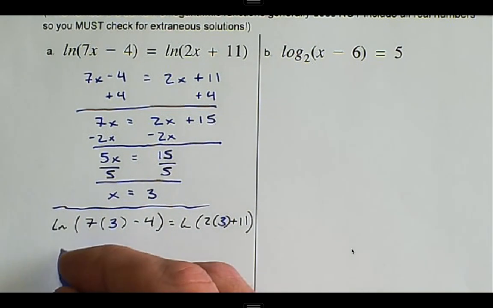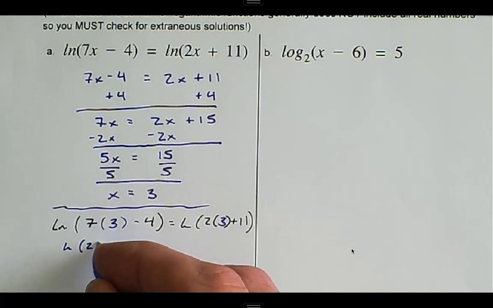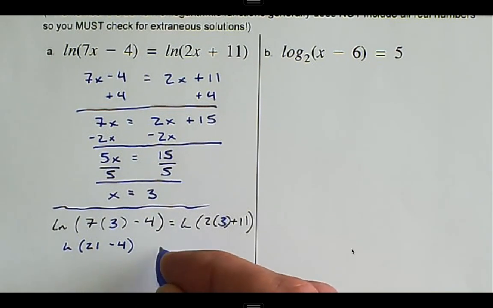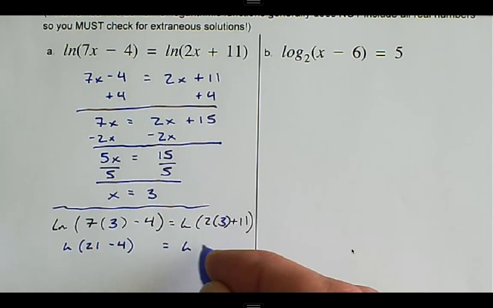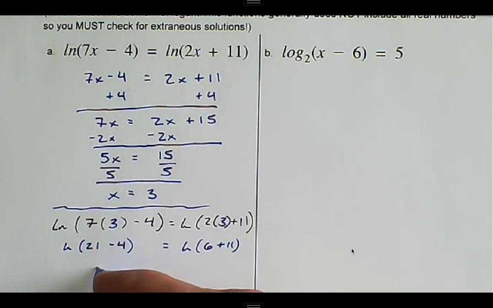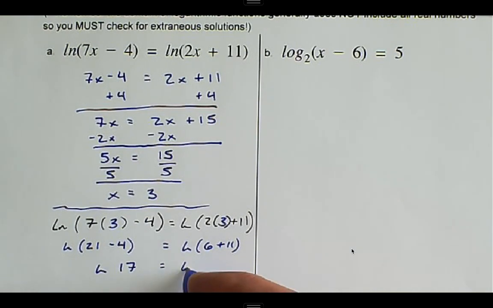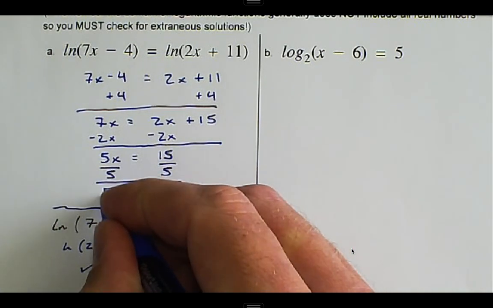So we get the natural log of 21 minus 4 is equal to the natural log of 6 plus 11. So natural log of 17 is equal to the natural log of 17. So this one does work. So x equals 3 is a solution there.